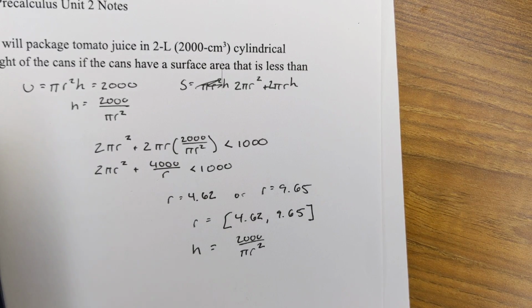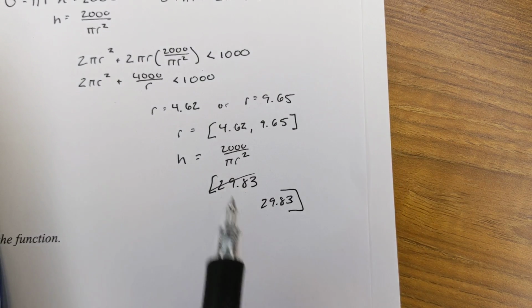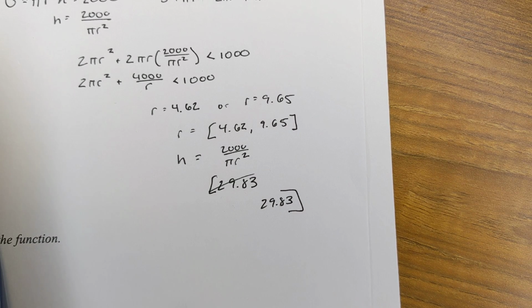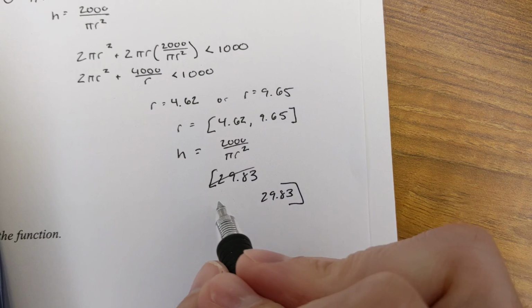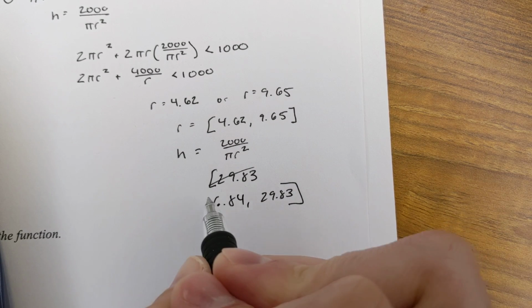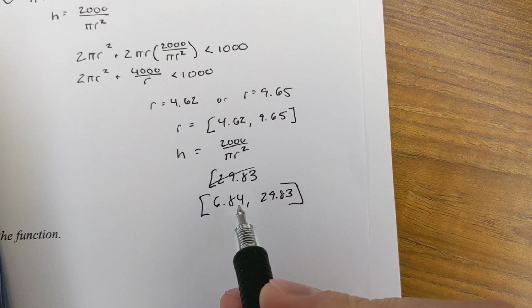So let's actually figure out what they are. 2,000 divided by pi divided by 4.62 squared is 29.83. Actually, these are going to be backwards. It's going to be 29.83 at the top, because if the radius is small, the height has to be big. And then if I change this to 9.65, I get 6.84. So the height will have to range between those values.